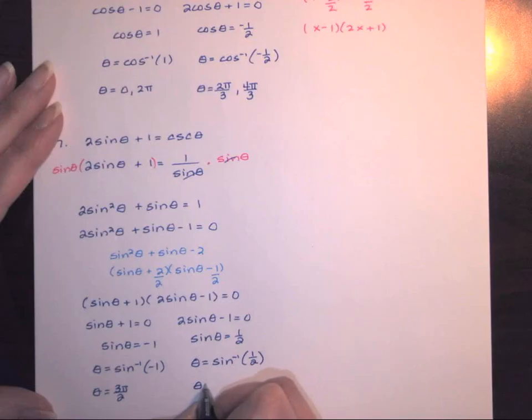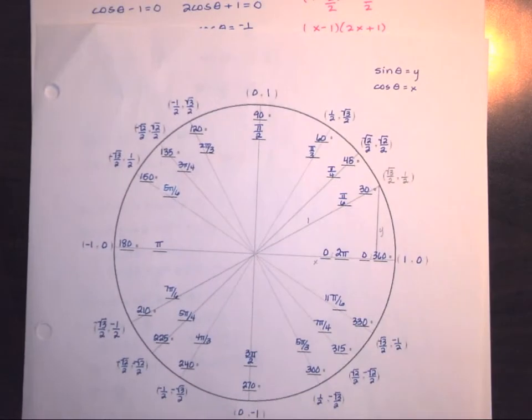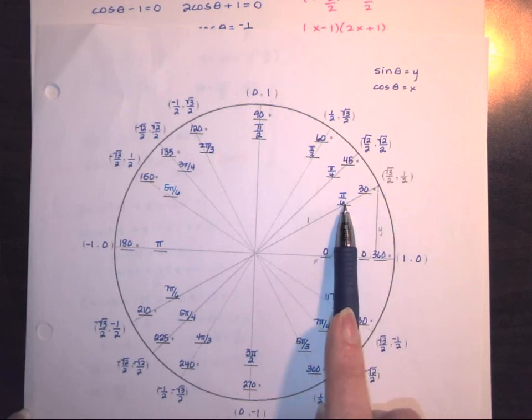Over here, I have inverse sine 1/2. I need a y value that is 1/2. So a y value of 1/2 happens at pi over 6 and 5 pi over 6.